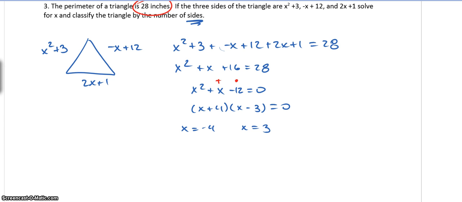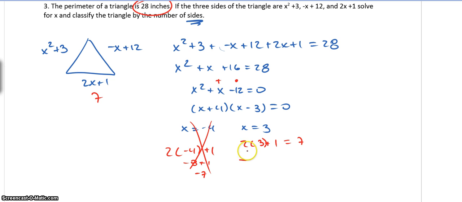Now we have to test my solutions. Let's just pick any side, 2x plus 1. So 2 times negative 4 plus 1 gives me negative 8 plus 1, which is negative 7. So I get a negative result on my side, so that side can't be negative 7, so let's test 3. 2 times 3 plus 1 is 6 plus 1 is 7. Alright, let's try it in another one.